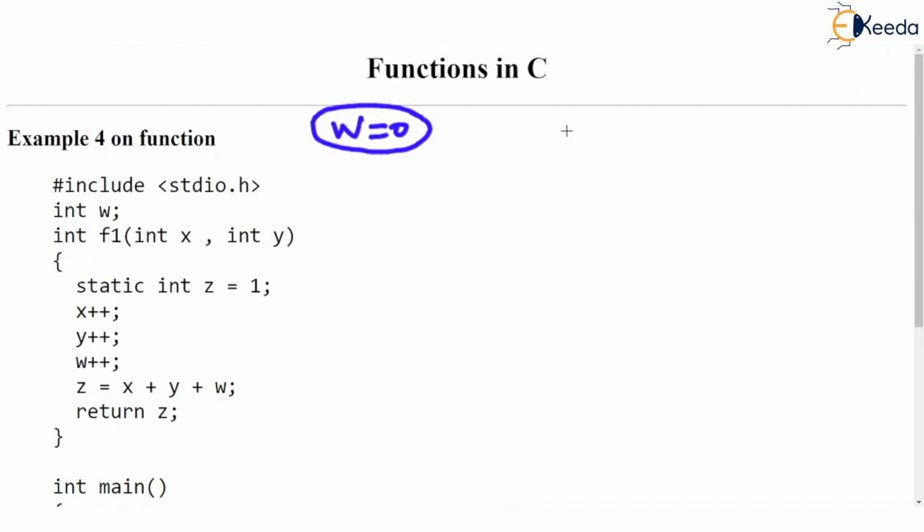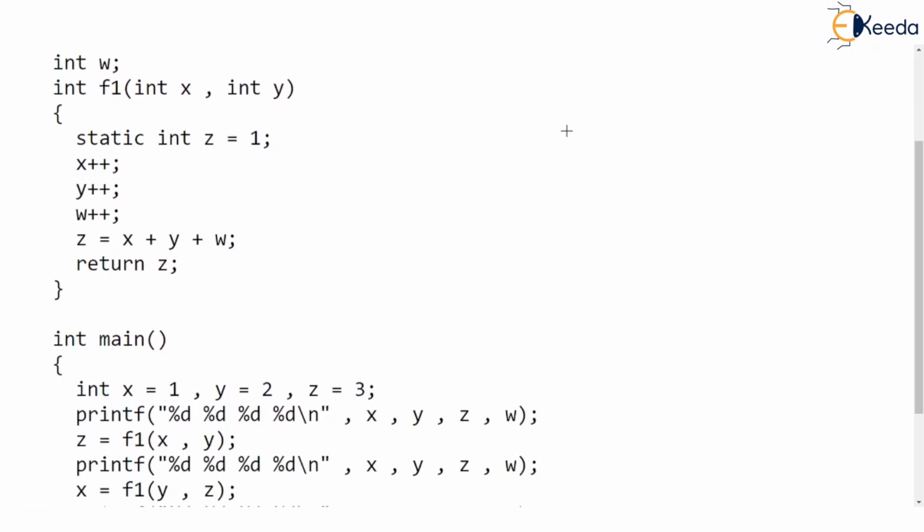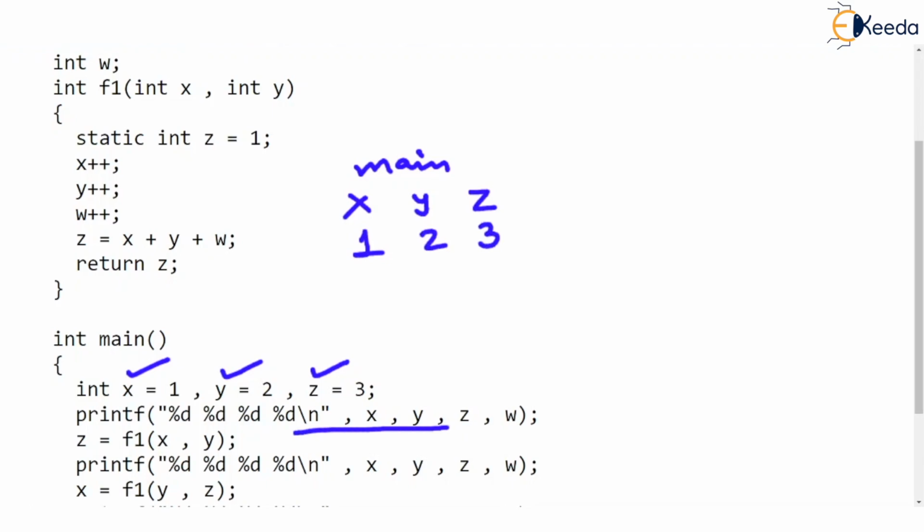So as we are tracing this program, it's pretty important, isn't it? We first see what main does. In main we have three variables x, y, and z. When main starts, main notices that it has three variables of its own, 1, 2, and 3 with the values as shown, and the next line is printing x, y, z, w.